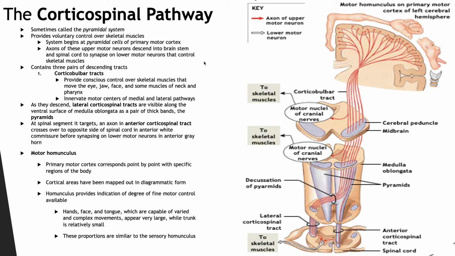And the corticospinal pathway contains three pairs of descending tracts: one, the corticobulbar tracts, two, the lateral corticospinal tracts, and three, the anterior corticospinal tracts. And these tracts enter the white matter of the internal capsule, descend into the brainstem, and emerge on either side of the midbrain as the cerebral peduncle.